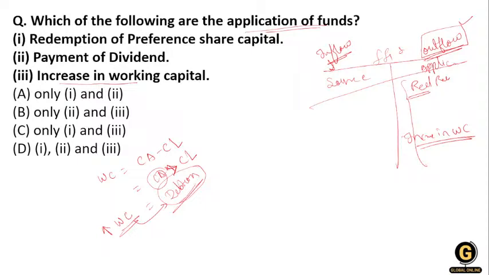Then redemption of preference shares. Redemption means they are completing their duration, okay. So with the redemption of preference shares, you are paying back the preference share capital, okay. So this is an outflow of funds, so that's why it comes on the application side. And the payment of dividend is also you are paying something, which means outflow of funds, so it comes on the application side. So option number D is correct, 1 2 3, okay. Option D is right.